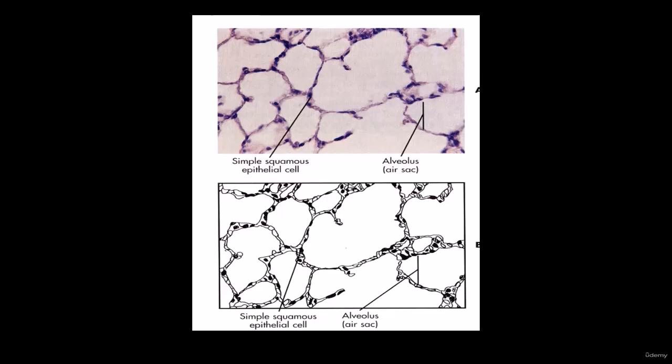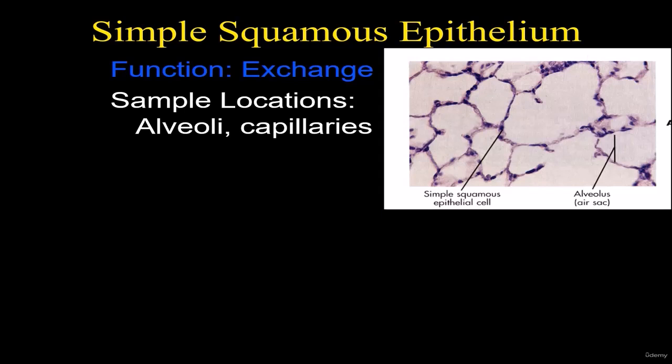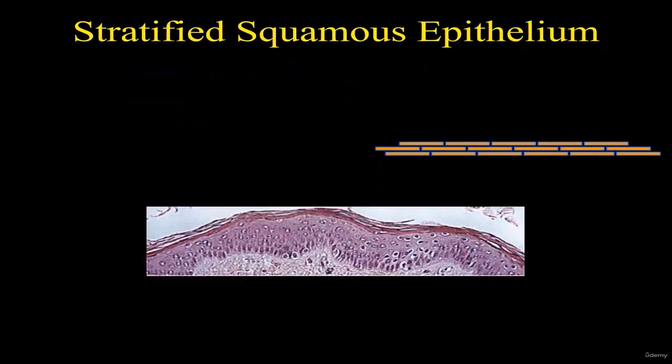Simple squamous epithelium is found in the alveolus, the air sac inside the lung. Its function is exchange; sample location: the alveoli in the air sacs. It is the exchange of gases. Stratified squamous.